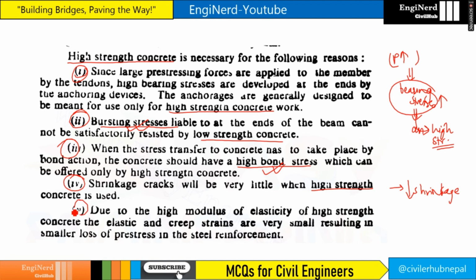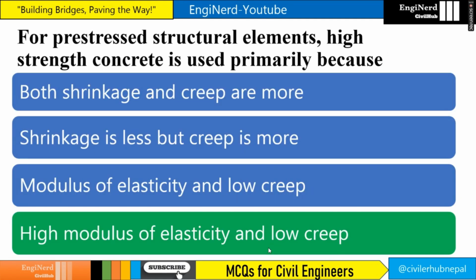And next, due to the high modulus of elasticity of high strength concrete, the elastic and creep strain are very small, right? So loss will be small. So our answer is high modulus of elasticity and low creep, which cause lesser loss, right?